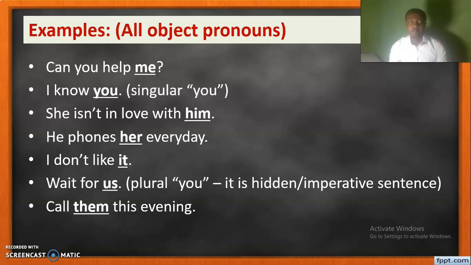Can you help me? I know you. So we have the singular you here. She's in love with him. He phones her every day. I don't like it. Wait for us. A little bit tricky here: the plural you is used in this sentence, but it's hidden because it's an imperative sentence. Call them this evening. So these are the 8 object pronouns with examples.